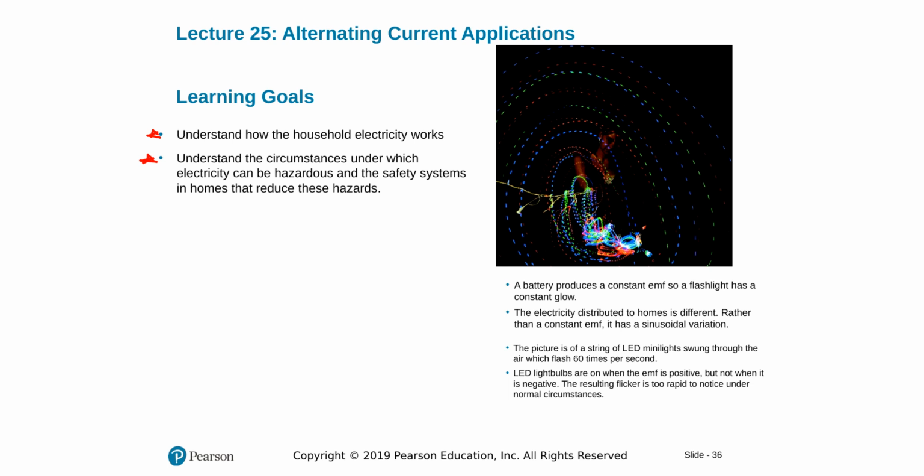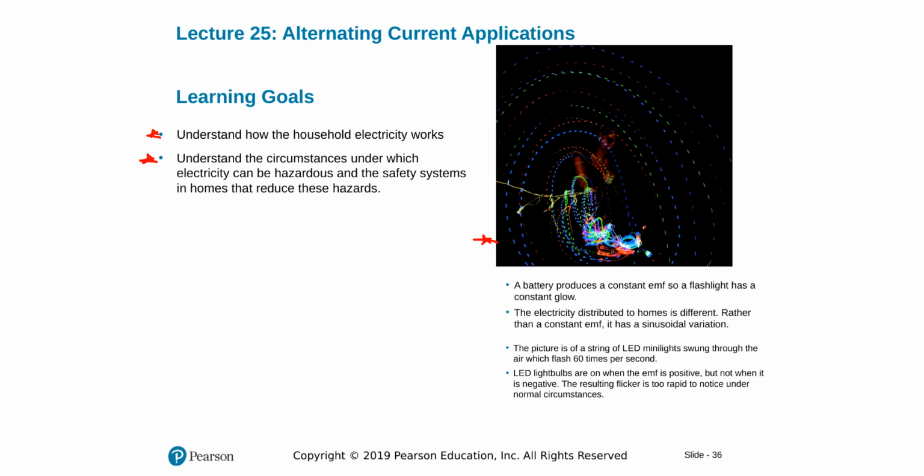This figure here is showing a battery producing a constant EMF, so a flashlight has a constant glow, but electricity distributed in homes is different. Rather than a constant EMF, it has a sinusoidal variation. We talked about this. The picture is of a string of LED mini lights swung through the air, which flashed 30 times per second.